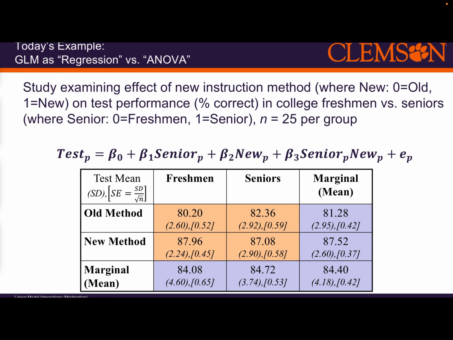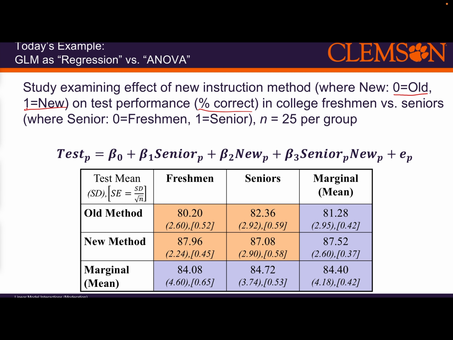So today's example, let's compare and contrast GLM as regression and ANOVA. Imagine there was a study examining the effect of a new instruction method on test performance. In this case, we're going to dummy code the variable for instruction method, where the value of 0 equals old and the value of 1 equals new. Our outcome variable will be percent correct. Now, leaving apart the fact that this variable percent correct has to range between 0 and 100, we will treat this as if it were plausibly continuous throughout the entire range. In a later lecture, we may discuss how to more appropriately handle data with censored or bounded ranges like that.